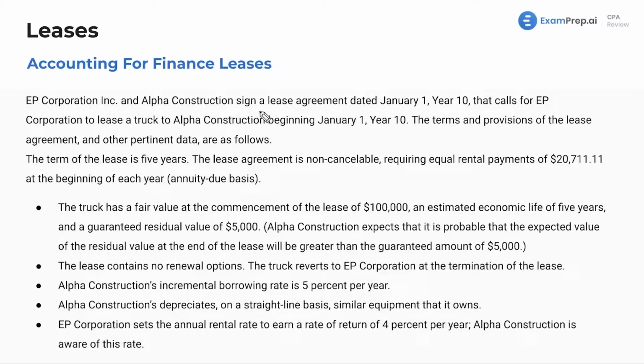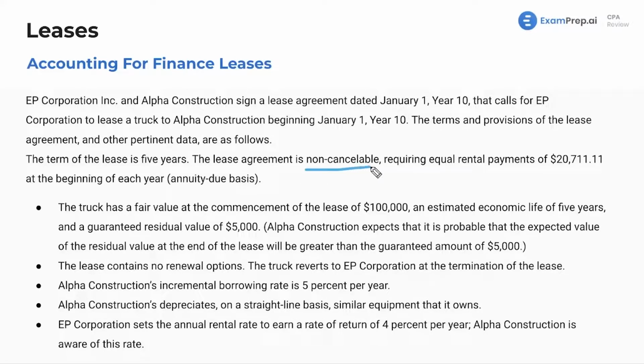All right. EP Corporation Inc. and Alpha Construction sign a lease dated January 1st, year 10 that calls for EP Corporation. Okay, we read that already. Looks like I double included that. Just wanted to give you the trailer. Now we're watching the movie and you're seeing the scene from the trailer. The terms and provisions of the lease agreement and other pertinent data are as follows. The term of the lease is 5 years. In terms of determining what type of lease it is, we will see on the next slide. I have it all broken out for you, but if I were you, I would read the information or listen to me give it to you and determine yourself what type of lease it is, so that when we get to the next slide, you've had some practice determining what type of lease it is yourself.